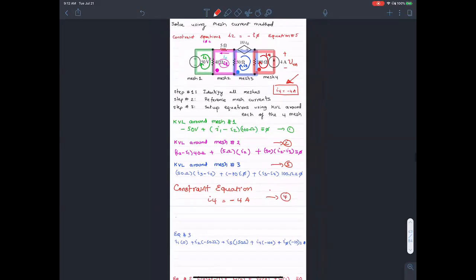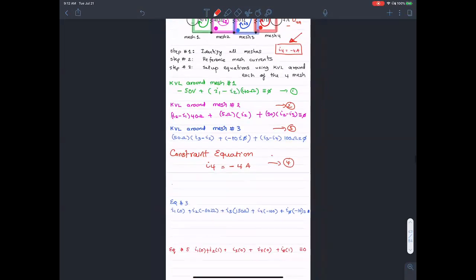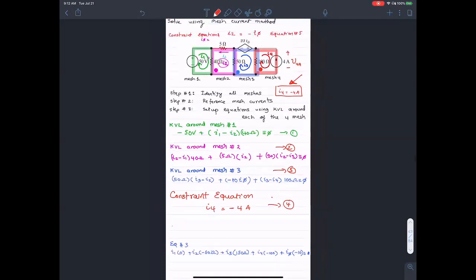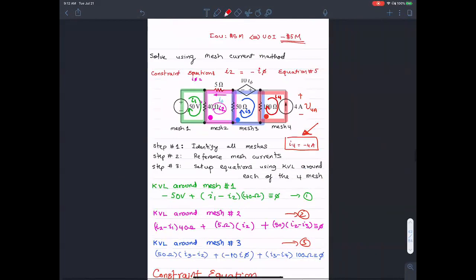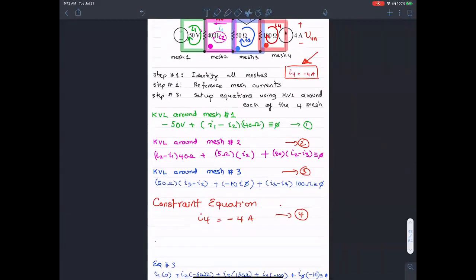Now let's see. So I have 1, 2, 3, 4, and 5 equations. 1, 2, 3, 4, and where's the 5th equation? My 5th equation is right here. That's my equation number 5.